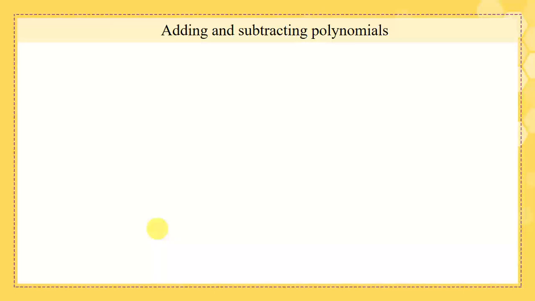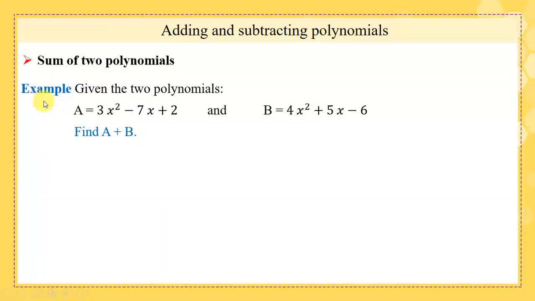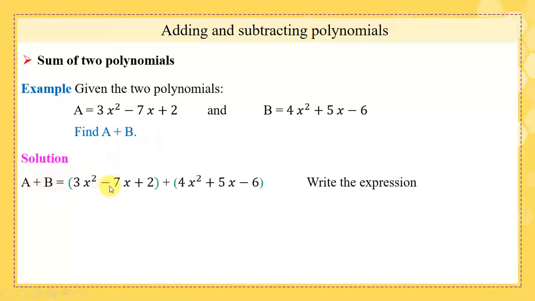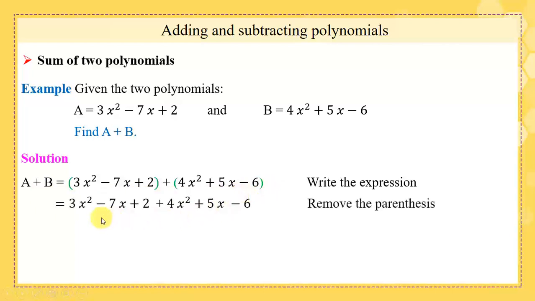Adding and subtracting polynomials. Sum of two polynomials. Example. Given the two polynomials a equal 3x squared minus 7x plus 2 and b equal 4x squared plus 5x minus 6. Find a plus b. Solution. First of all, we write a inside parentheses and we write b inside parentheses.